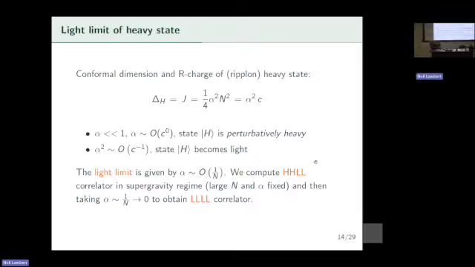The conformal dimension of this heavy operator is proportional to the central charge of the theory with the coefficient alpha squared. If alpha is small but independent of n, this state can be called perturbatively heavy. But if you scale alpha all the way to 1 over n, as you can see, the conformal dimension will be of order 1, and therefore this heavy state will become light. One can use this fact to take a limit of a heavy correlator and replace it with a correlator of all light operators.